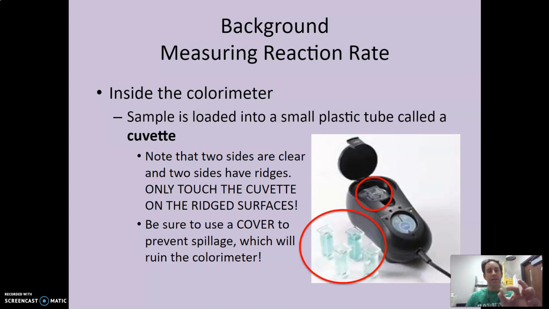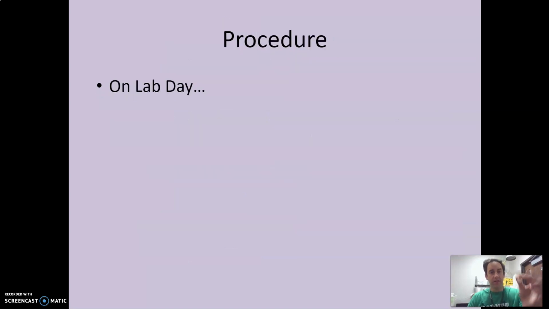So you're only touching the ridged surfaces. The reason why is because light is going to pass through the clear substance, and if you touch it, your fingerprints are going to get all gunky and disrupt the absorbance of light. So you only handle it by the ridged edges. The other thing is you need to make sure to use a cover. These little plastic covers, you cover it up, and that's important because if you don't use a cover, it can spill in the colorimeter and ruin it, and these are kind of expensive, so we don't want you to do that. So hold it by the ridged edges and use a cover.